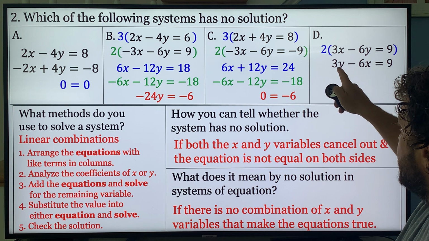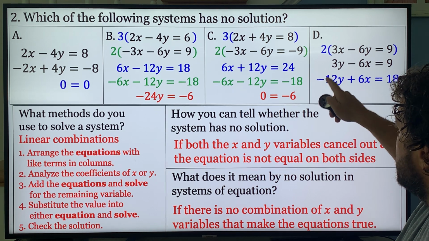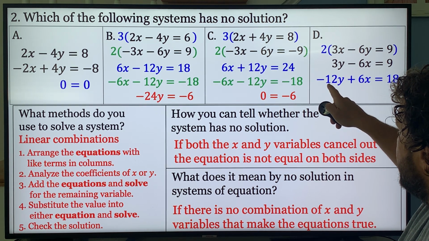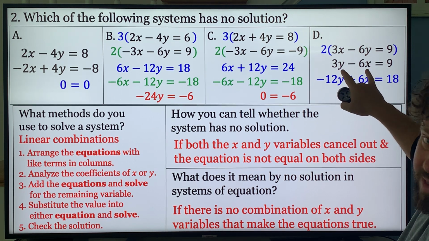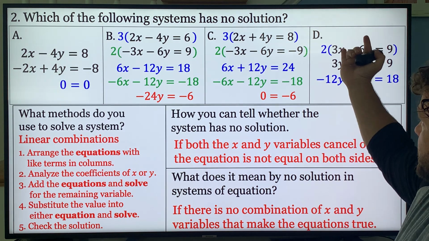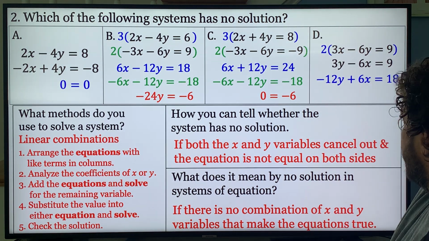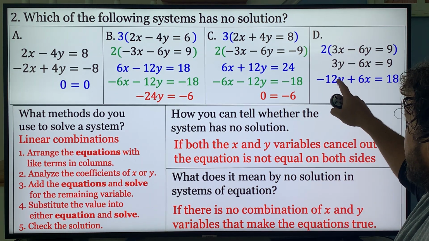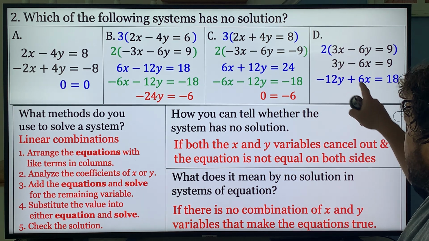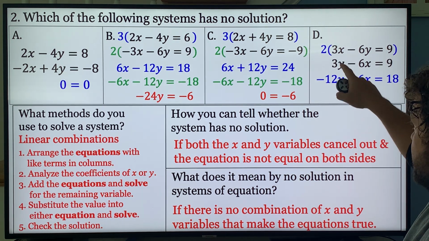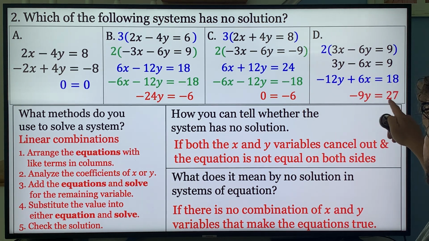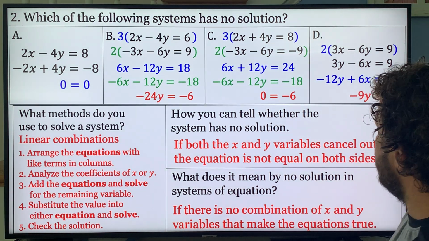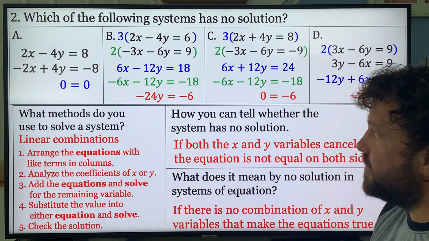All right, let's look at D. We're going to try to cancel out one of these. So we're going to multiply this one by 2, and you get negative 12. Notice, this is an x, this is a y. This is a y, this is an x. They almost tricked you. So you pretty much switch them, right? And when I do that, I get negative 12y, 6x, 18. Negative 9y, 0, and 27. Y would equal negative 3. I could plug negative 3 in here, and then I can solve for x.